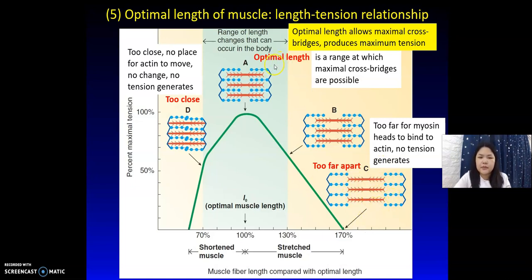So at the optimal length here, the optimal length allows the maximum cross bridges possible to occur. So the length-tension relationship in the skeletal muscle explains that optimal length allows maximum cross bridges and produces maximum tension.